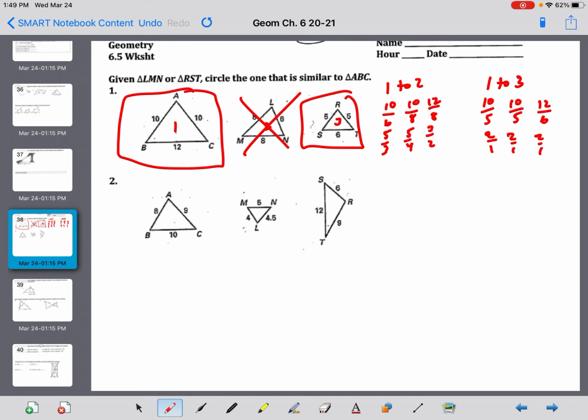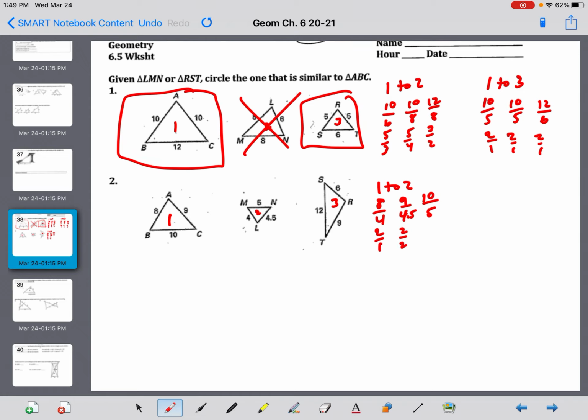All right, same type of work in number 2. Let's do 1, 2, 3. Notice, this one I think is kind of obvious because 3 definitely doesn't look similar to number 1. So we're going to compare 1 to 2. Shortest is 8, I'm going to put that over 4. Second longest is 9, and I'm just going left to right here, taking my measurement from the left triangle first: 9 and then 4.5. And then 10 and 5. The longest in the first triangle is 10, the longest in the second triangle is the 5. And those all simplify to 2 over 1.